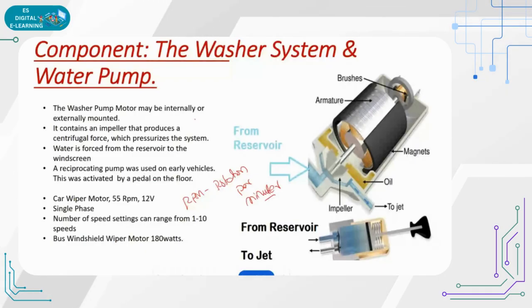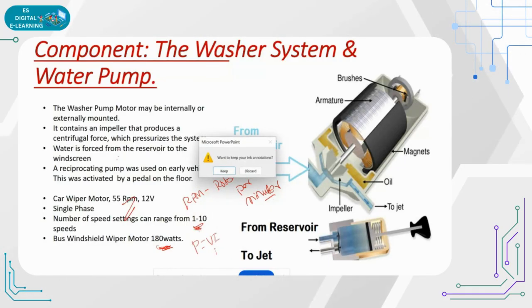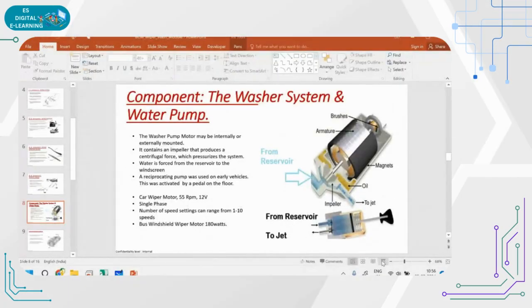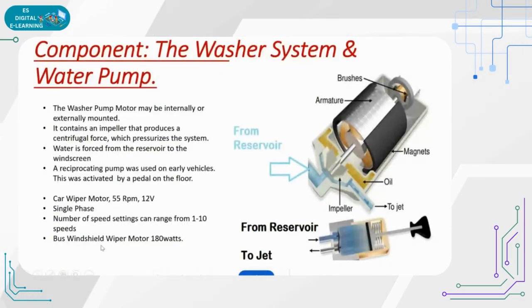Okay, this is a single phase motor, which means DC voltage will be supplied. That will be single phase. What are the speed settings? We have 1 to 10 as the speed ranges, and we set it. And moreover, what is the power it utilizes? It is 180 watts of power. So what is the power? P equals VI. What is the voltage? 12. What is the current? If you know the power and voltage, you will get the current information. So these are a few important points I can say.